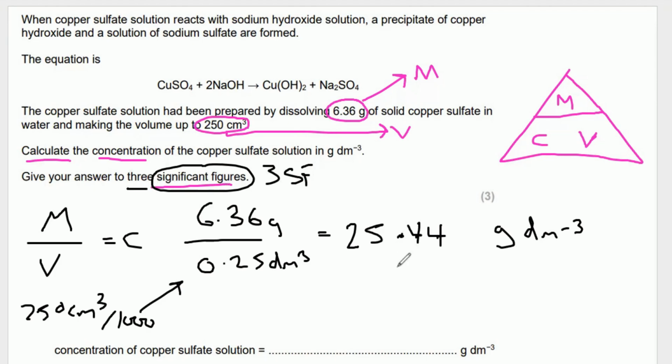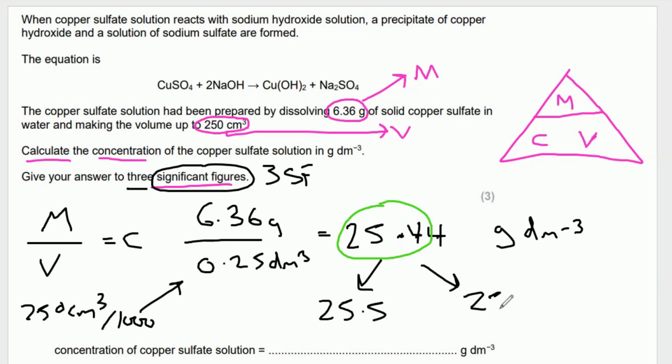Now we are supposed to write this to 3SF, three significant figures. And we've got 4 numbers here. So we need to break that down to just 3 numbers. So we've got 25.44, so we could do 25.4. We'll circle that up. What are our possible options here? So do I write 25.4? Do I write 25.44? Or do I write 25.5? What do I do?